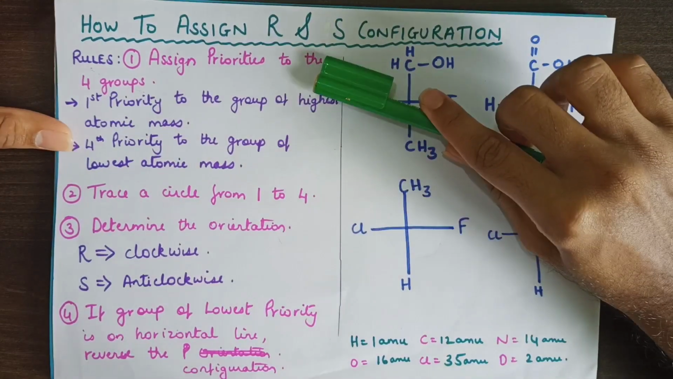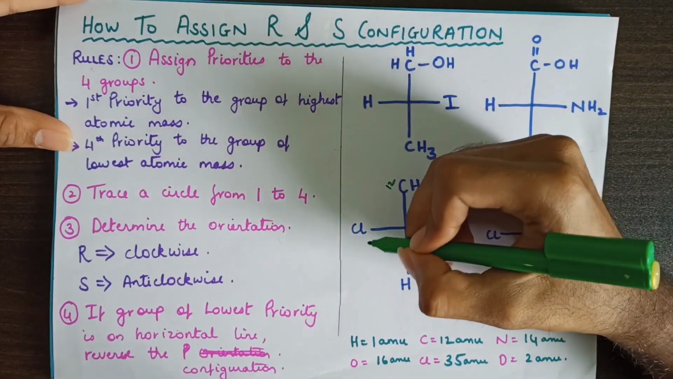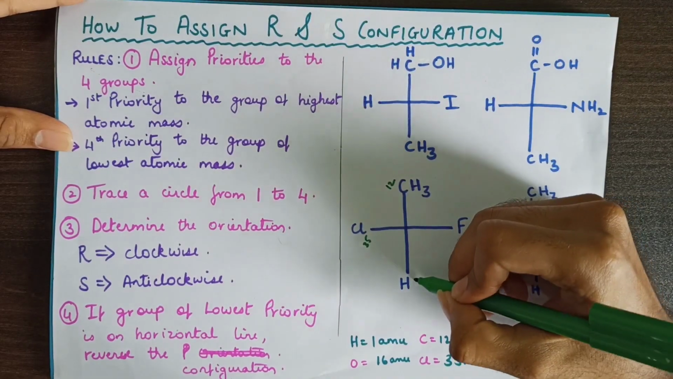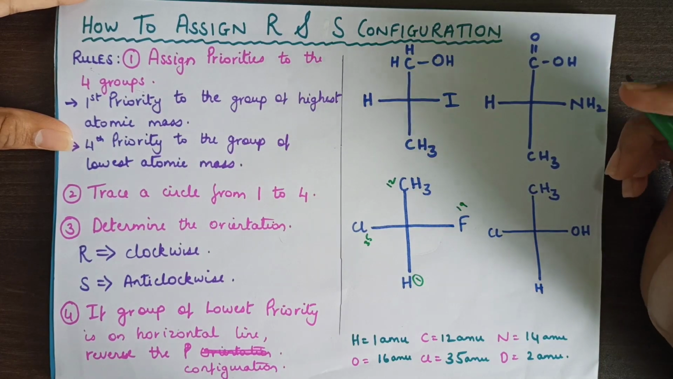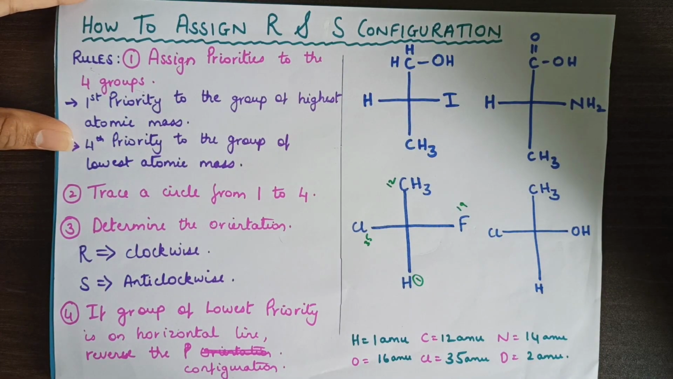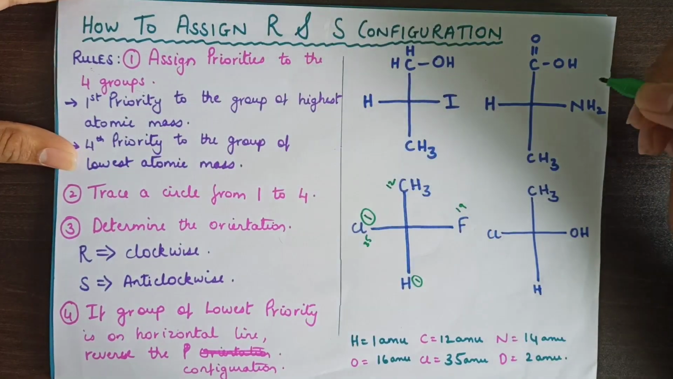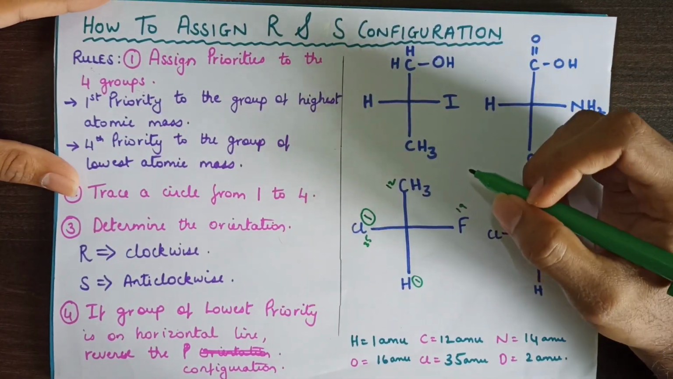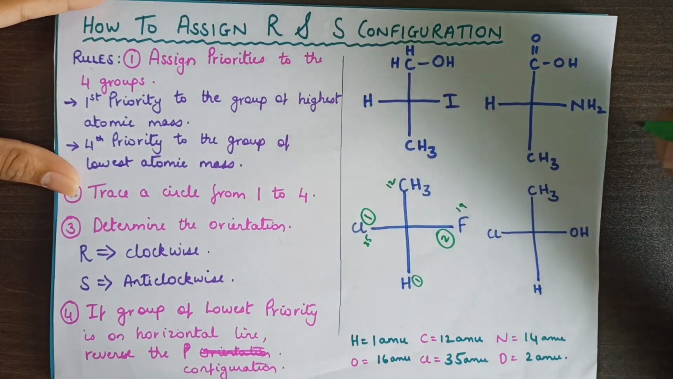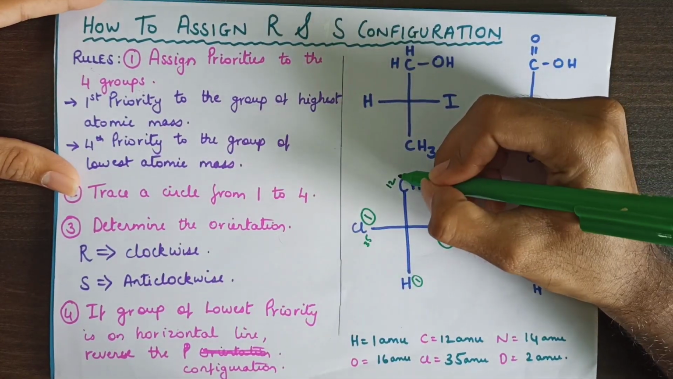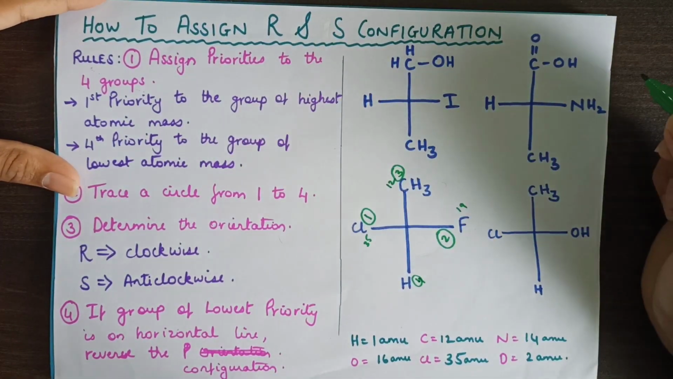That's the first rule. So the atomic mass of carbon is 12, right? The atomic mass of chlorine is 35. And the atomic mass of hydrogen is 1 and fluorine is 19. The second step is to trace a circle. So you start with a group of the highest priority, which is chlorine. So chlorine will have the highest priority, so it will be group number 1. Then you go to the second which will have the second highest atomic mass. So fluorine has the second highest atomic mass, so it will have priority number 2. And then carbon, which will have priority number 3. Then here, this one will have priority number 4, hydrogen, since it has an atomic mass of 1.